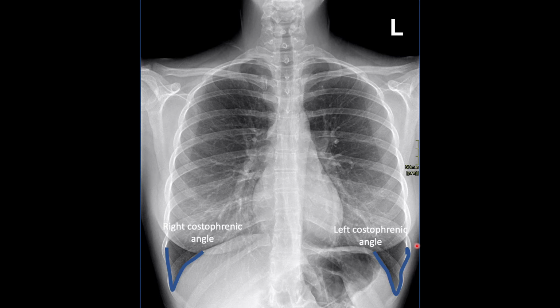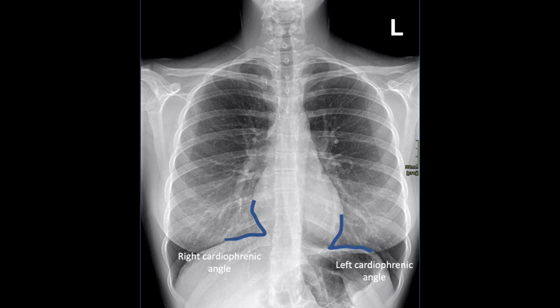It's called costophrenic. Costo comes from the rib and phrenic is a diaphragm. So the angle between the rib cage and the diaphragm is called costophrenic angle. You have a left-sided one and a right-sided one. And this is an angle that becomes really important when you have, for example, fluid in the pleural space or you have a pneumonia in the left lower lobe. This costophrenic angle becomes obliterated and you don't see it as well anymore.